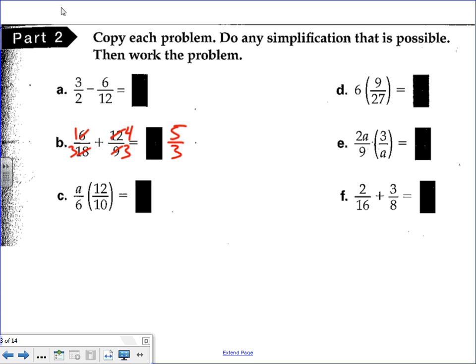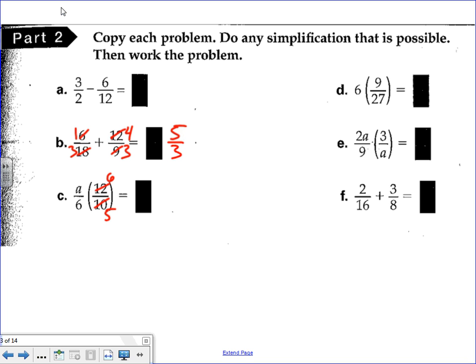Okay, now let's take a look at letter C. You'll notice letter C is multiplication, and it also has a letter. It has the A. So again, I'm going to look at each fraction separately to see if I can simplify it first. So I look at the A over 6, and there's nothing I can do to simplify that one. Then I look at the 12 over 10. Well, I notice that they're both even, so that means they're both divisible by 2. So I know that 2 can go into 12 6 times, and I know that 2 can go into 10 5 times. So 12 over 10 becomes 6 over 5.